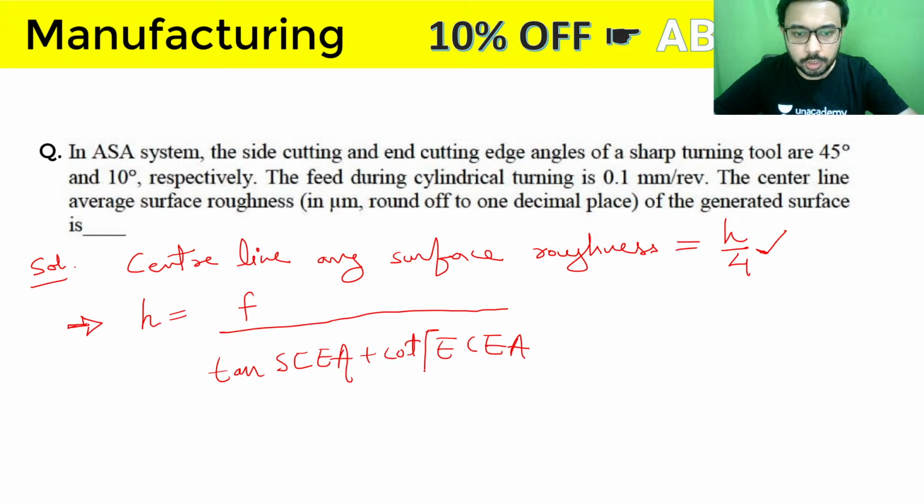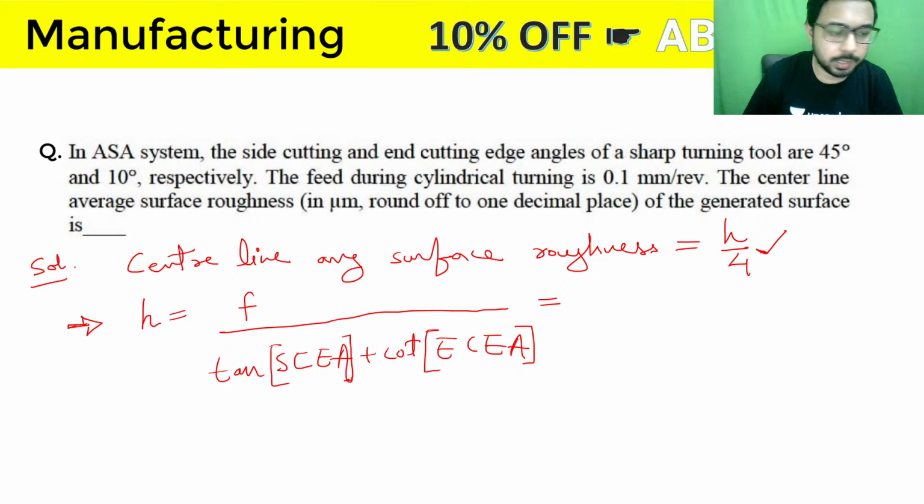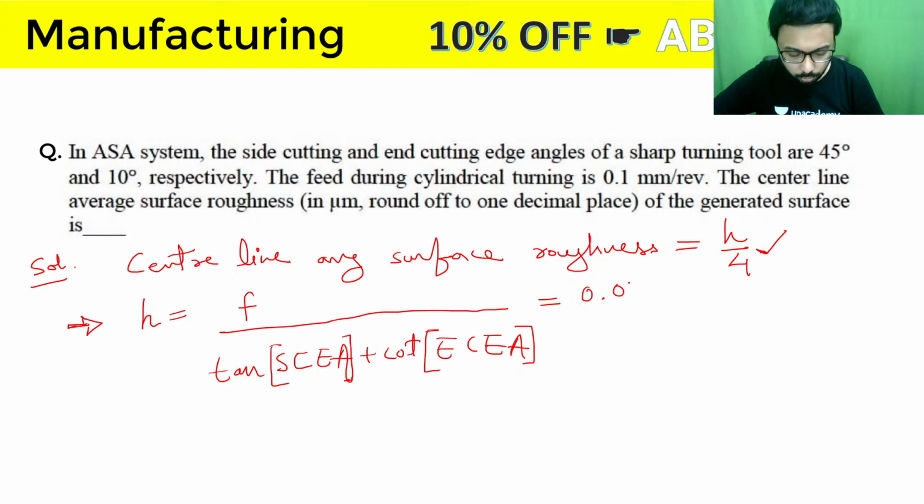That I am also writing. So this is the formula that we will be using here. What is the value of h we got from here, that is the peak to valley surface roughness height. The correct h value: f is given as 0.1, so 10... it is coming out simply as 0.015 mm.